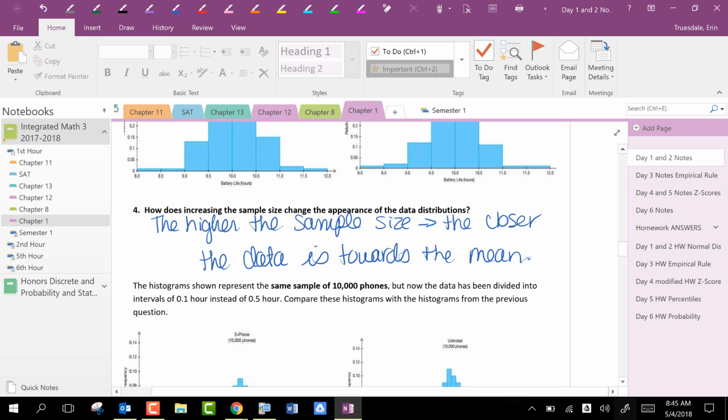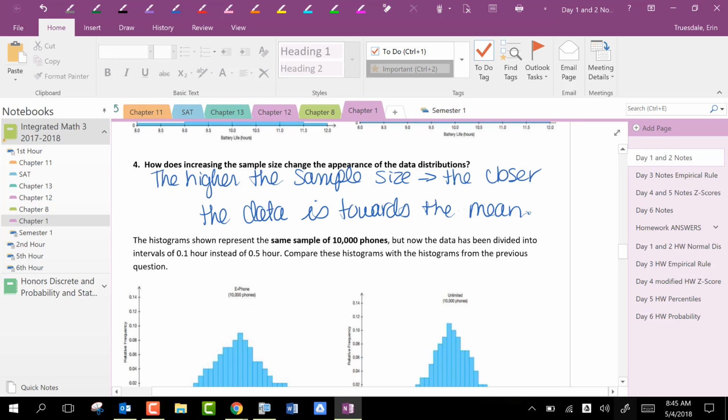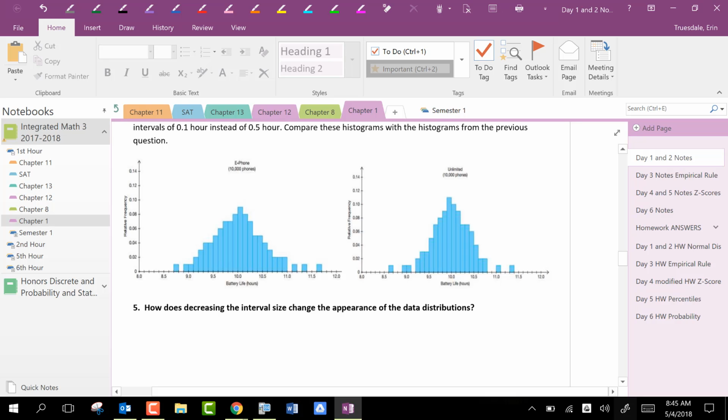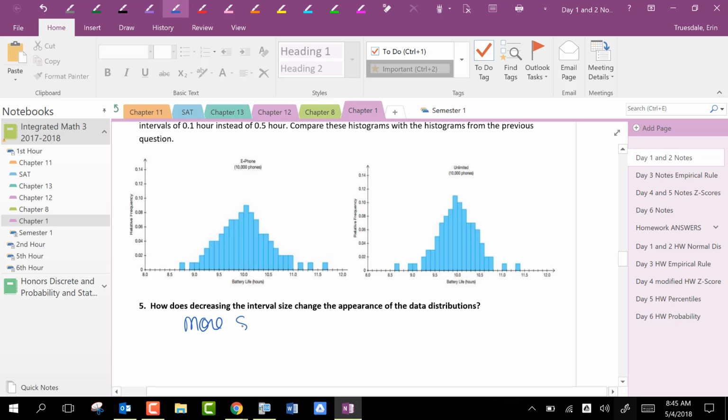Okay. These histograms below show the same sample of 10,000 phones, but now the data has been divided into intervals of 0.1 hours instead of 0.5 hours, or half an hour. Compare these histograms with the histograms from the previous question. Okay, and so in these ones, we're getting more specific data. It's kind of broken down. It's not as much of a curve. It's very choppy, and it's more broken down for closer data.